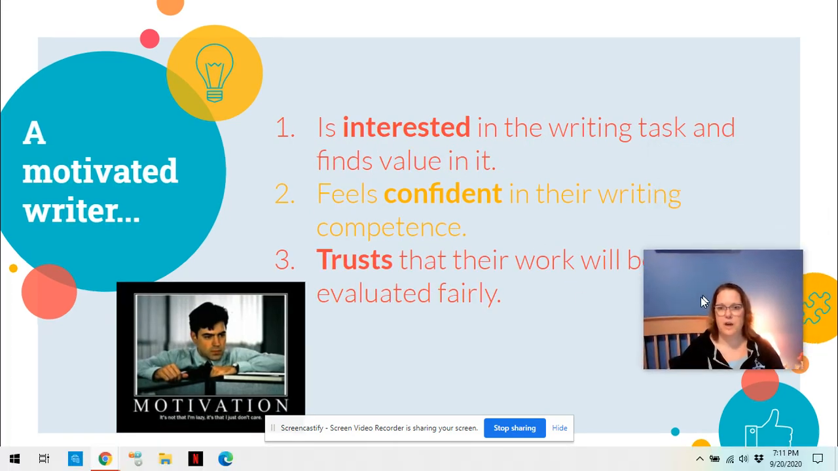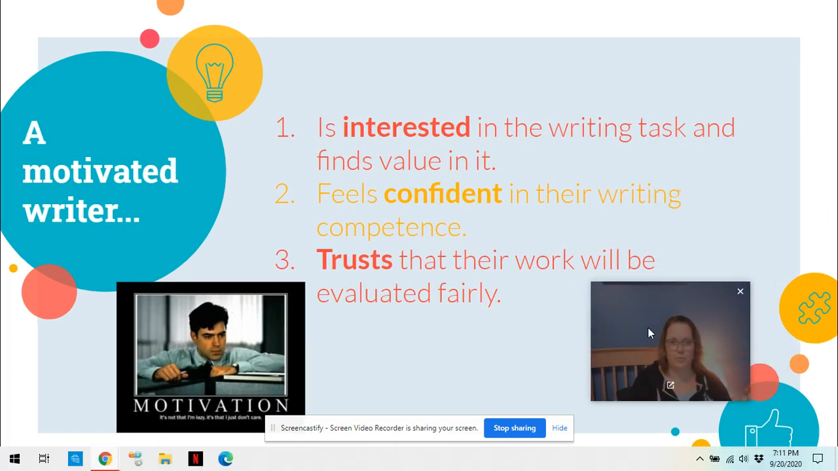So first of all, let's look at what a motivated writer looks like. A motivated writer is interested in the writing task and can find value in it. They can feel confident in their writing competence, that they know what they're doing and can do it. And they also have to trust that their work is going to be evaluated fairly. If you are missing any of these things, it is going to reduce motivation.